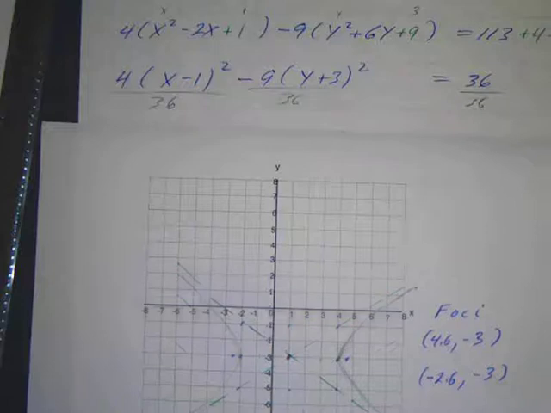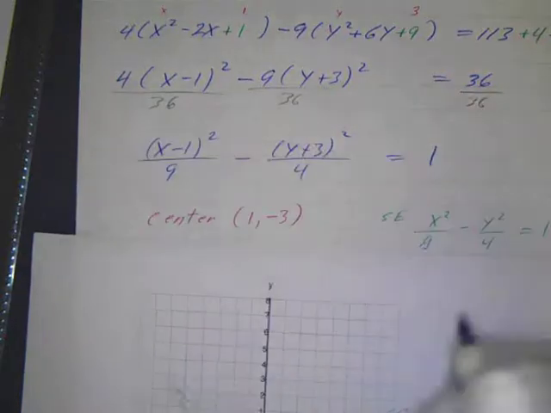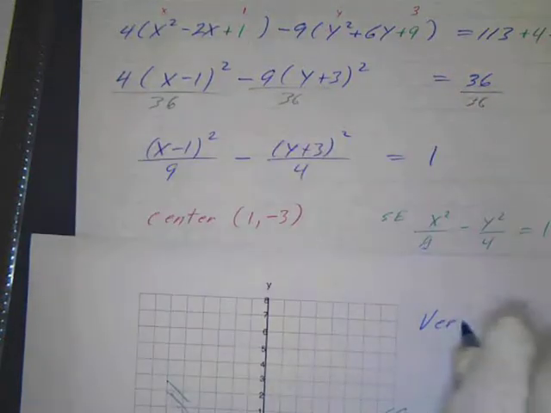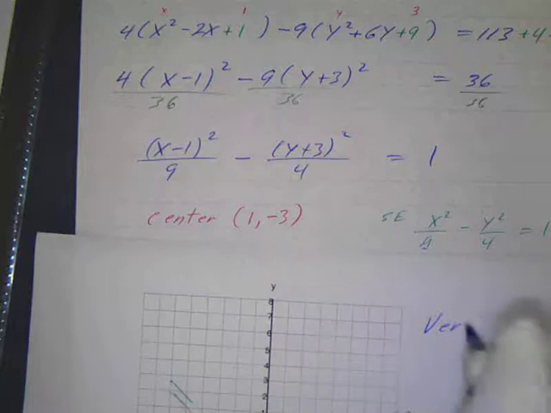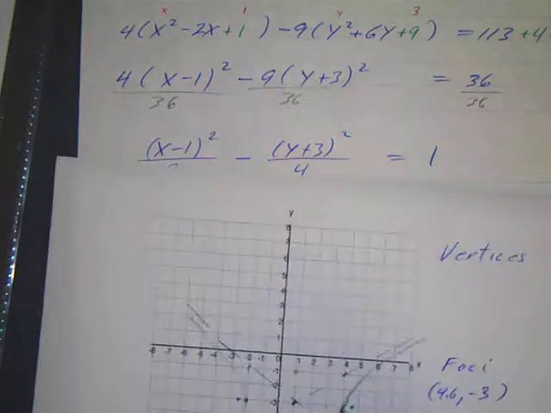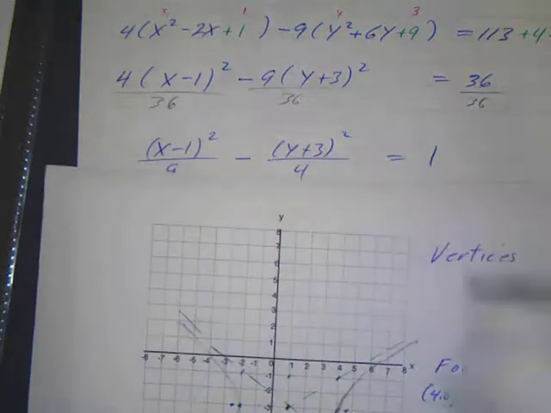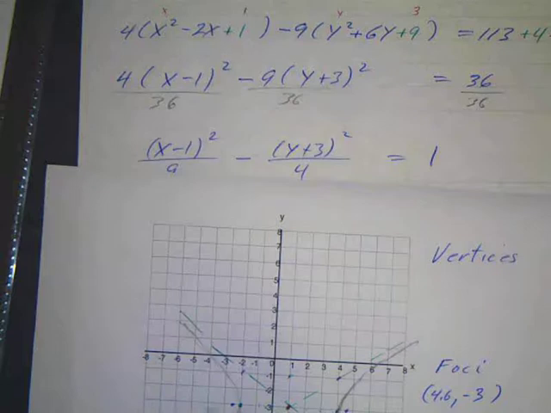Now the vertices, I forgot to mention that, the vertices actually are where the hyperbola touches the real axis. These are going to be these points here, which are pretty easy to see. This is just going to be the point 4, negative 3. And over here, this would be what? Let's do the negative one first. So it's going to be negative 2, negative 3.